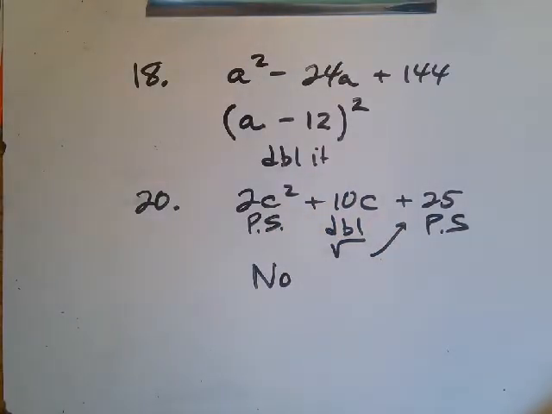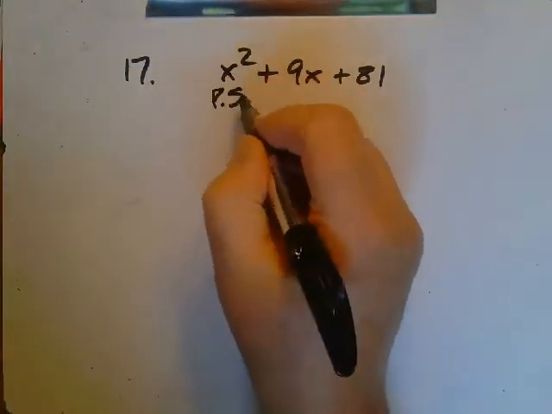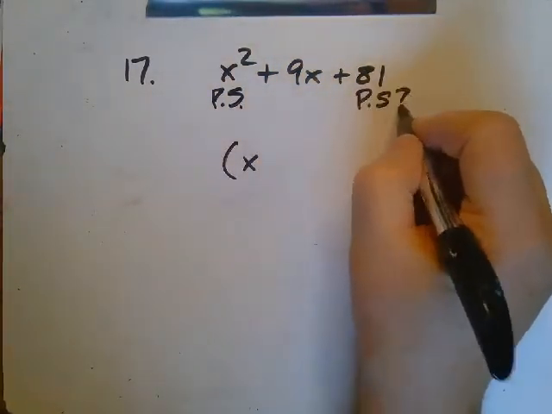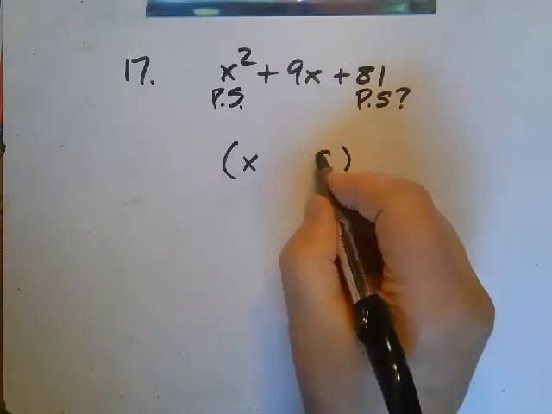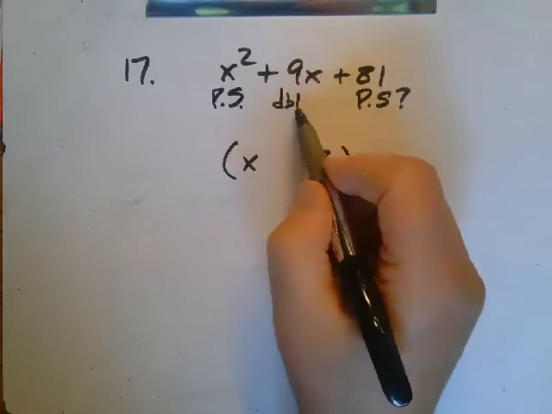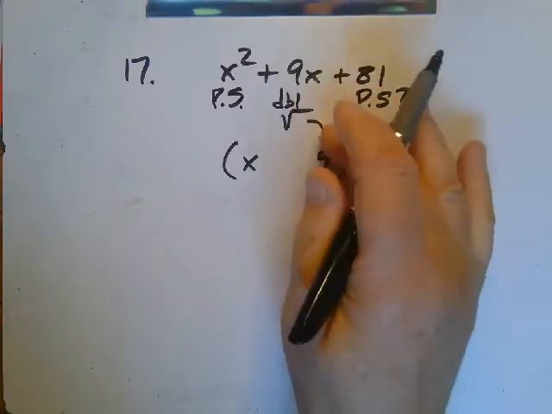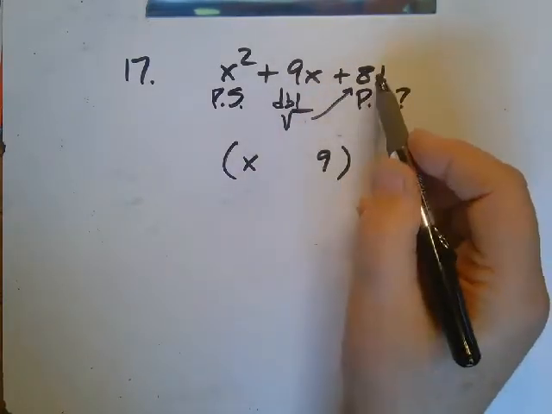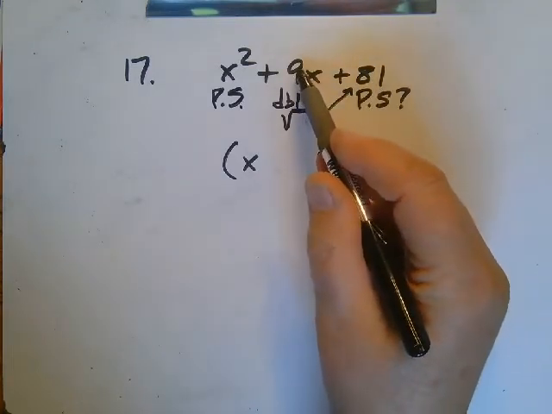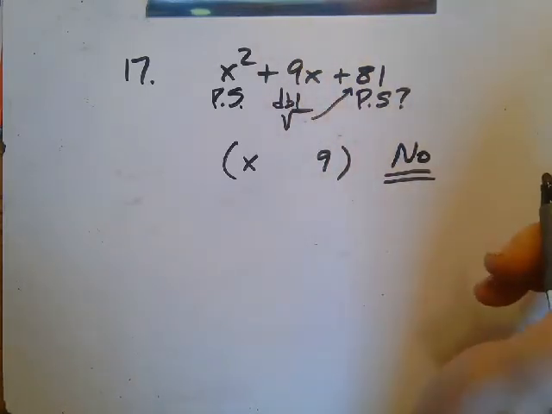Let's do some more here. All right, we're going to go through the 3 tests. Is this a perfect square? Yes, it is. That would be x. Is this a perfect square? Yes, it would be 9 or negative 9. And is this number in the middle double the square root of that? Well, the square root of that is 9. And if I double it, I would expect 18 here, and I don't have 18. So this is not a perfect trinomial square.